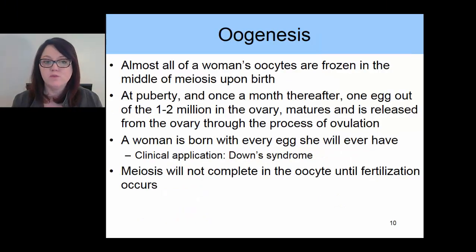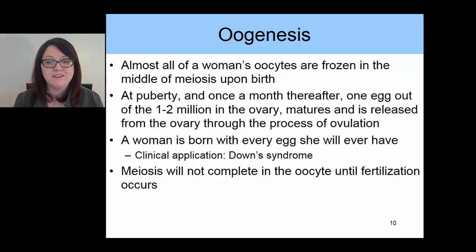What's kind of interesting is that almost all of a woman's oocytes are frozen in the middle of meiosis upon birth, right? At puberty, and once a month thereafter, 1 egg out of the 1 to 2 million in every ovary matures and is released from the ovary through the process called ovulation. So a woman is born with every egg she will ever have, frozen in the state of meiosis. So as a woman ages, so do her eggs. And over time, the eggs accumulate damage, and some of this damage puts the woman at risk for having a baby with Down syndrome, right? So the older the egg is, the more increased risk for Down syndrome.